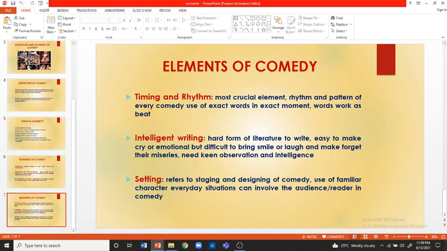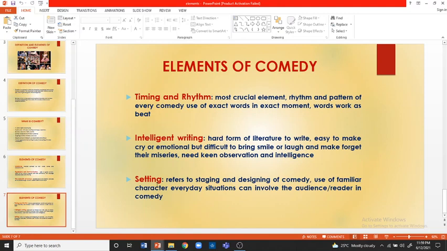It is very easy to make the audience cry or become emotional, but difficult to bring a smile or laugh to the face of the audience or the reader, or to make them forget their miseries. It is also a difficult one. To do all these things, a writer needs keen observation and intelligence.